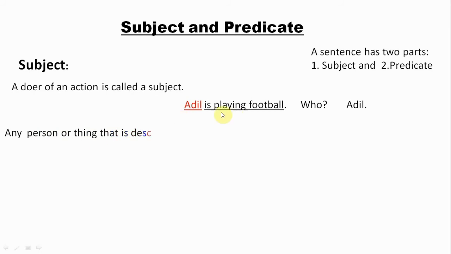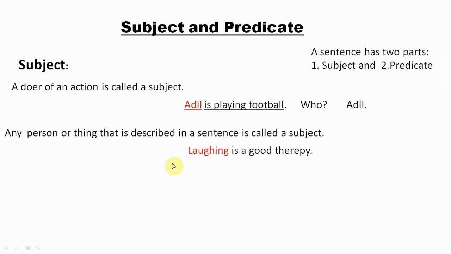But sometimes the situation will be different. You may not always find a doer in a sentence. So what will you do in that case, if there is no doer? Here is another definition to find the subject. Any person or thing that is described in a sentence is called a subject.